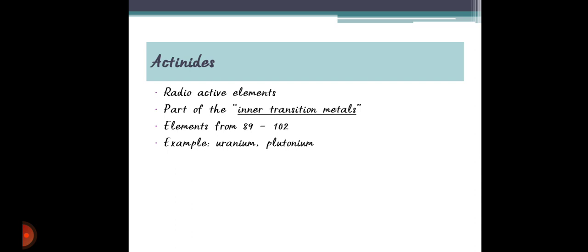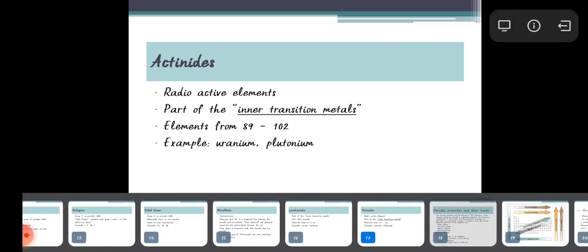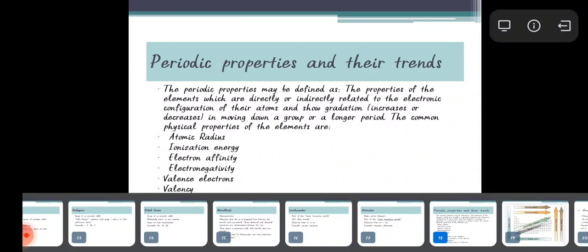Coming to actinides, they are radioactive elements. They are part of the inner transition metals. The elements from 89 to 102 are known as actinides. Examples for these are uranium and plutonium.